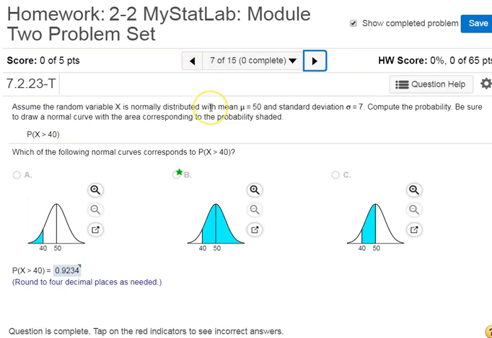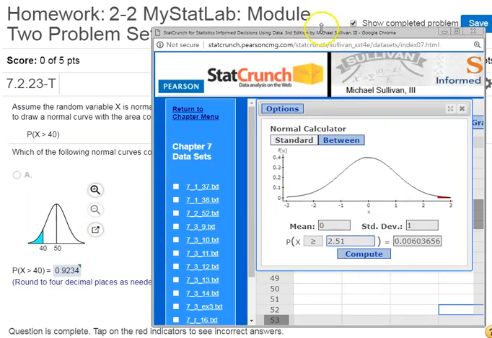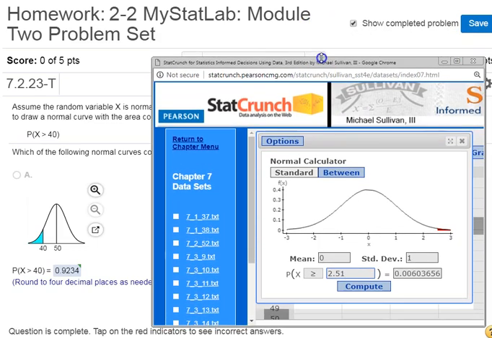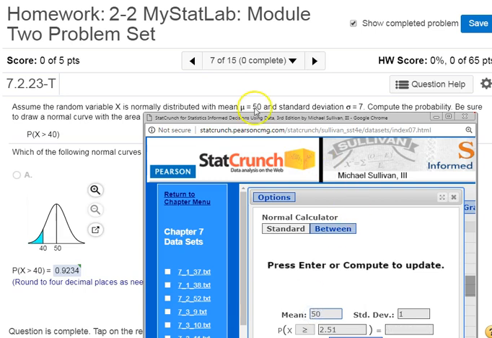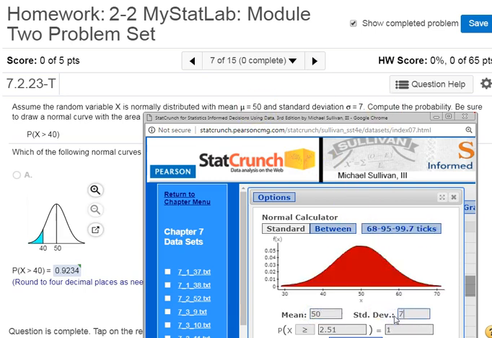For number 7, we're looking at more probabilities with the normal distribution, but now we're moving away from the standard normal distribution. We're having distributions with other means besides 0 and other standard deviations besides 1. So for this particular example we have here, we can still use the same calculator in StatCrunch. Just enter in the new mean and the new standard deviation.